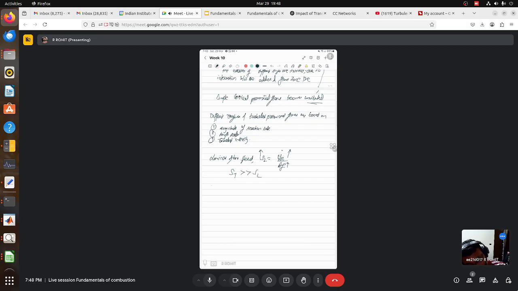And there are different regions of turbulent premixed flame, which are understood by the laminar flame thickness delta with different turbulent length scales.